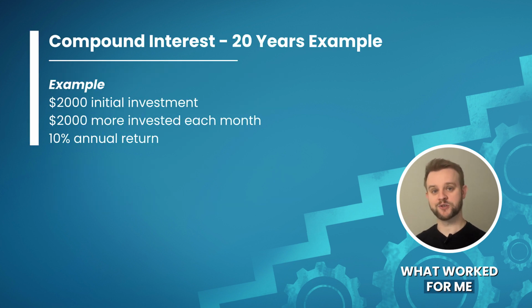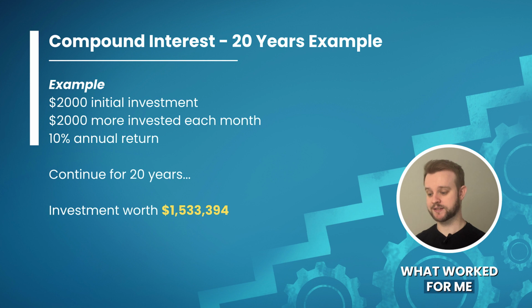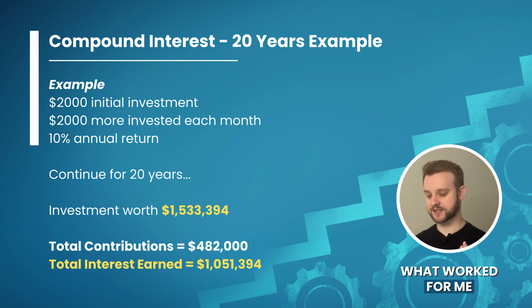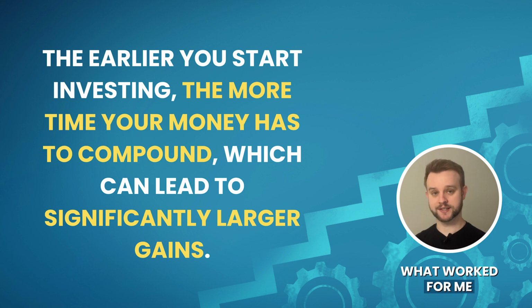Let's say you start with a $2,000 investment, and then you find a way to put aside and invest an extra $2,000 each month into the same investment that returns 10% each year. If you stick to this for 20 years, your total investment would be worth over $1.5 million. But what's crazy is that you would have invested $482,000 over those 20 years, but you would have earned over $1 million just in interest. The earlier you start investing, the more time your money has to compound, which can lead to significantly larger gains.